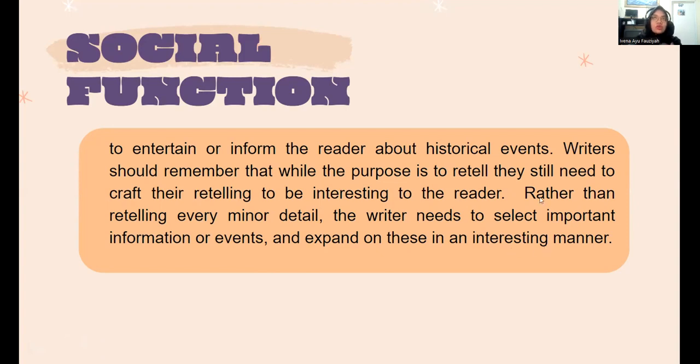So we don't need to tell a very detailed story about it. For example, in the previous example about Sumpah Pemuda or Indonesian Youth Pledge, we don't need to tell about what is the brand of clothing that Mr. W.R. Supratman wore at that time. Okay, it's only what happened in the specific time.